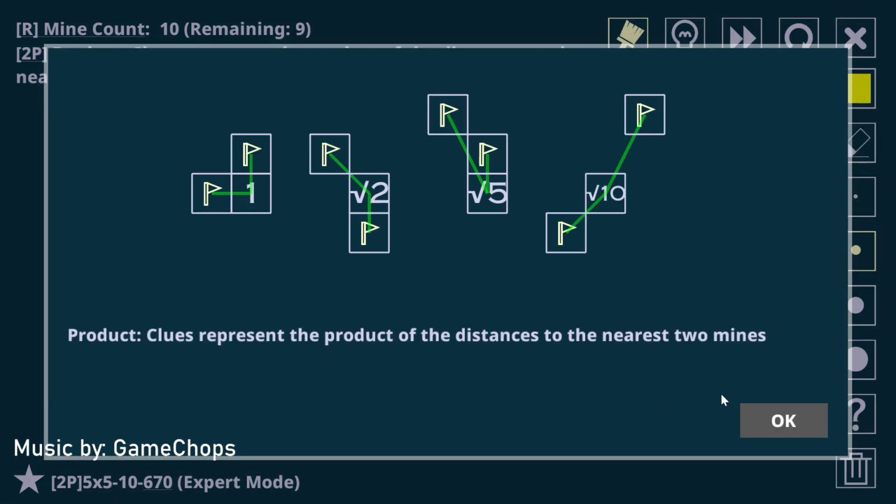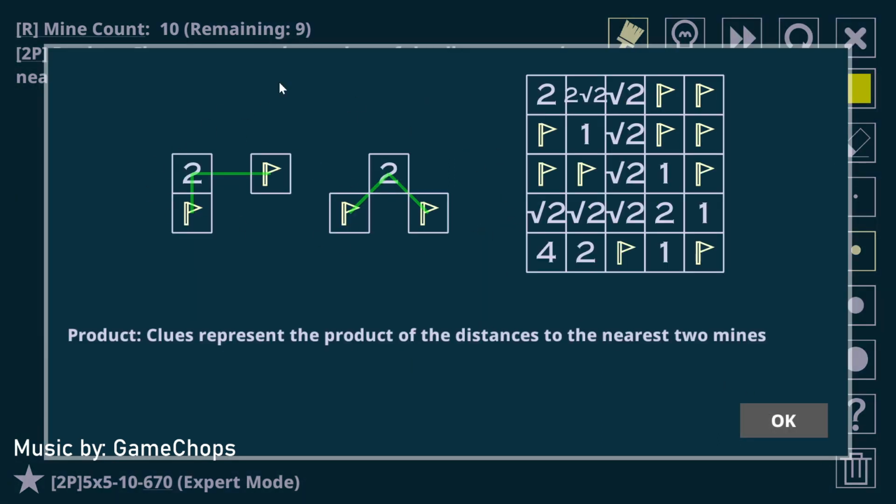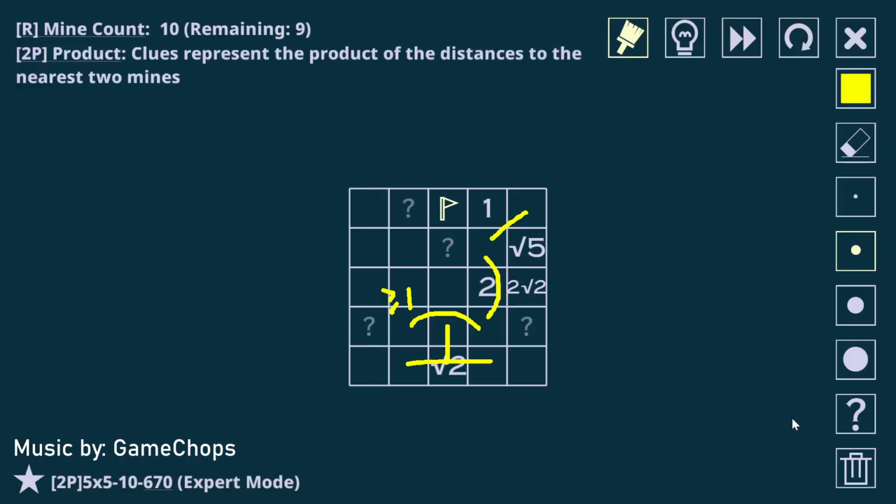I mean, you can technically see these are the different ways you can make a 2 work. I don't know if these are the only ways. I'm pretty sure they are. It's either 2 root 2s away, or it's a 2 away and a 1 away. Both of which will give you 2. But we know one of those are mines, which is going to be 1 away. In fact, it's going to be 1 away, and the other one's going to be 2 away.